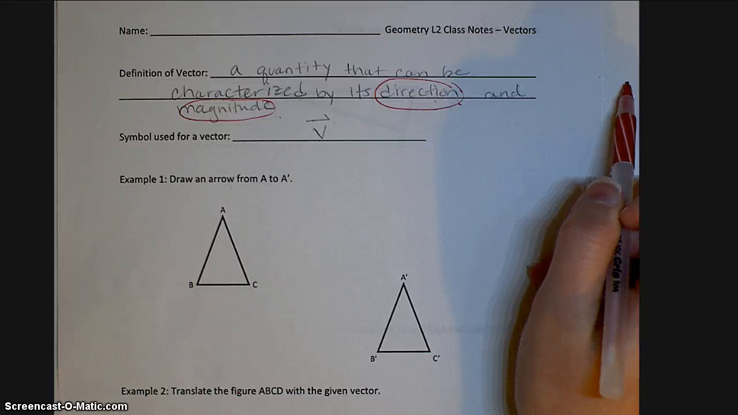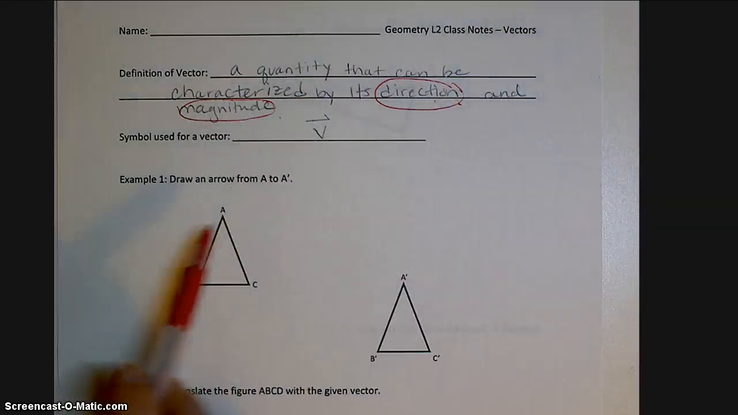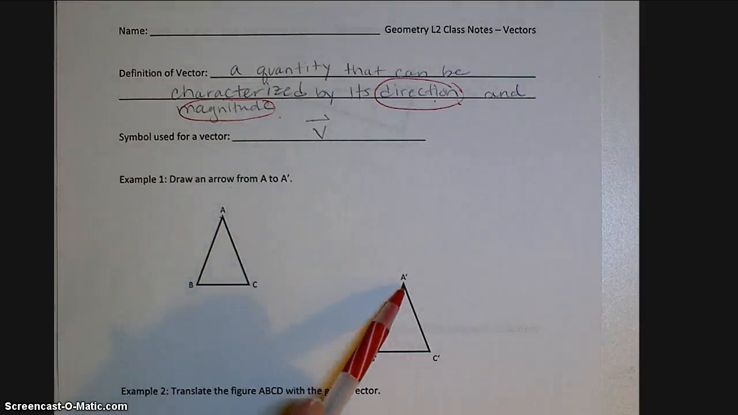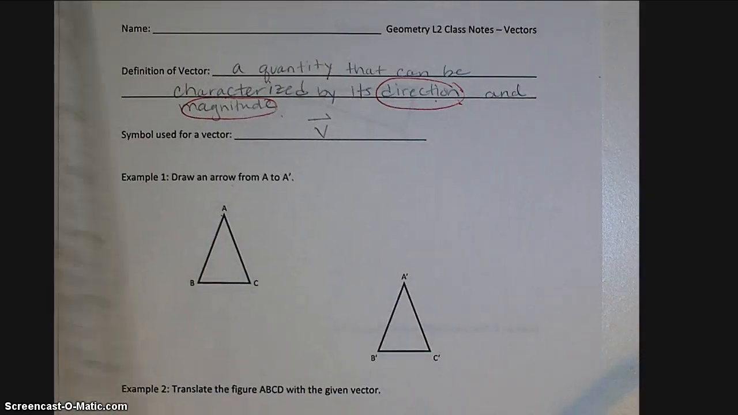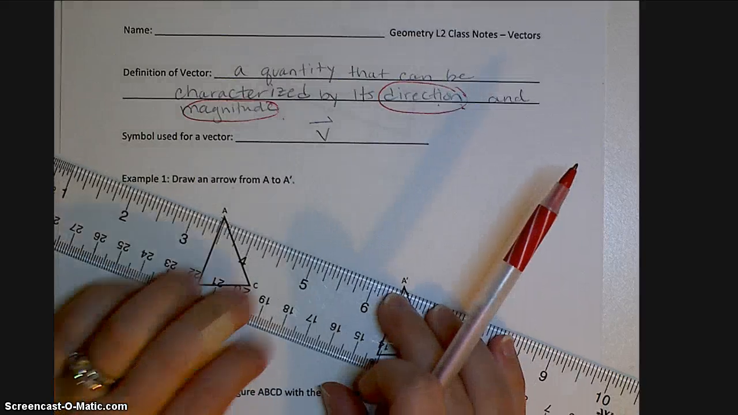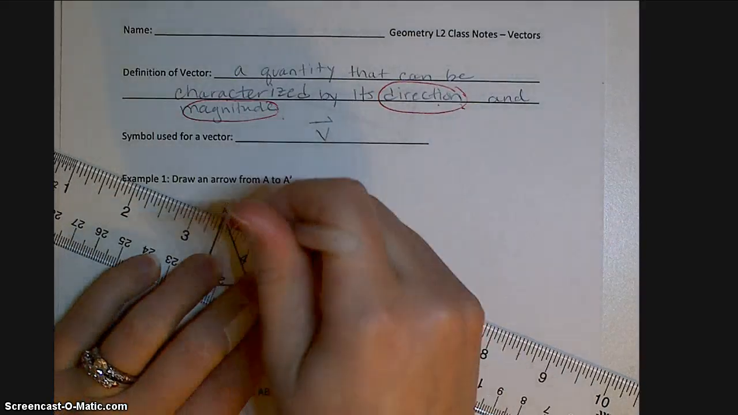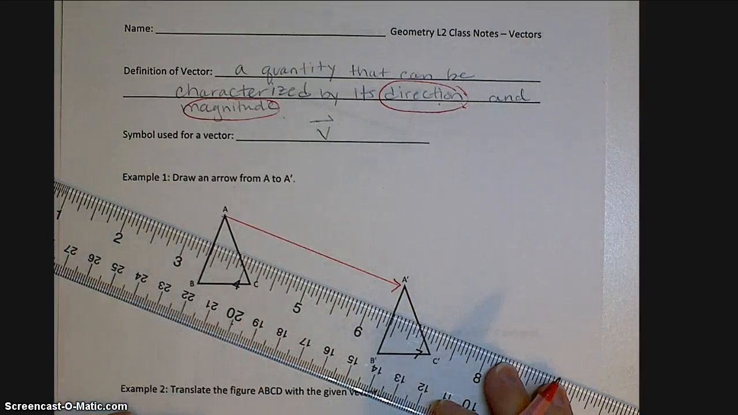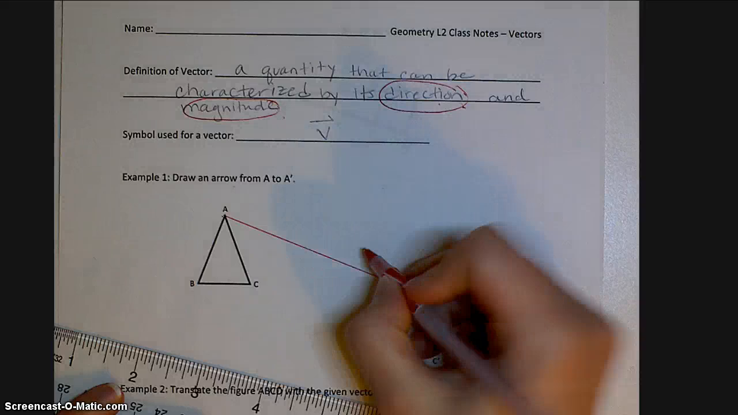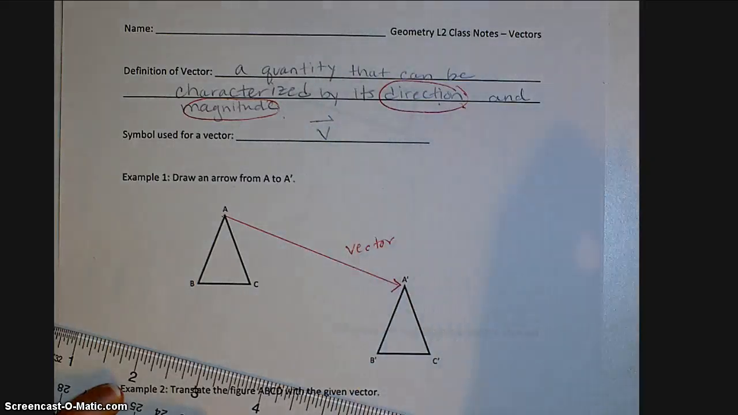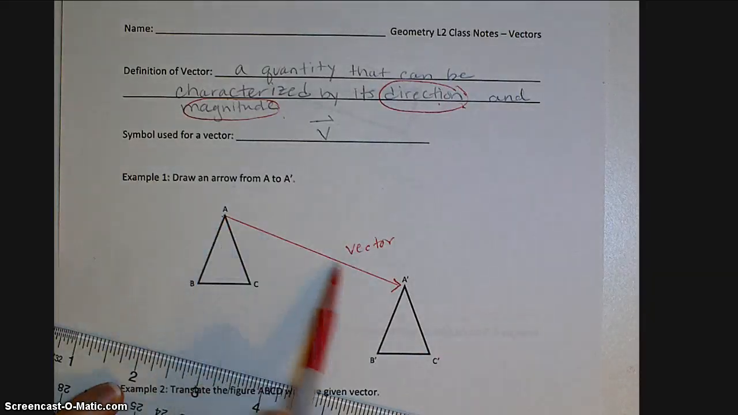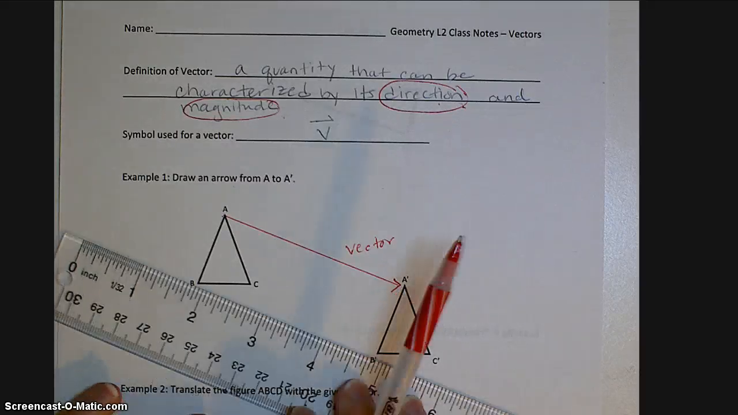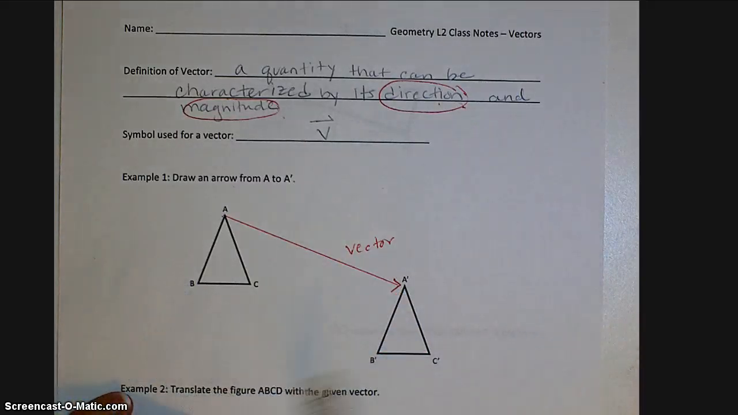Okay, so to understand what a vector is, I'm going to ask you to draw an arrow from A to A prime, and use your ruler when you do this so that it comes out nicely. Okay, this arrow that you just drew is a vector. It describes the movement of our pre-image to our image. It's telling us the exact direction that we're moving, and it also tells us the magnitude.